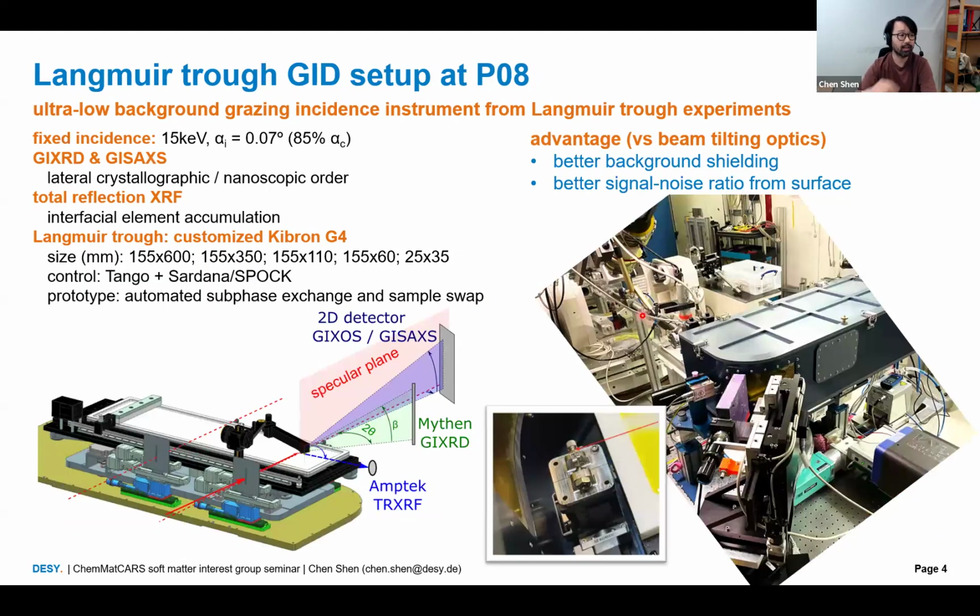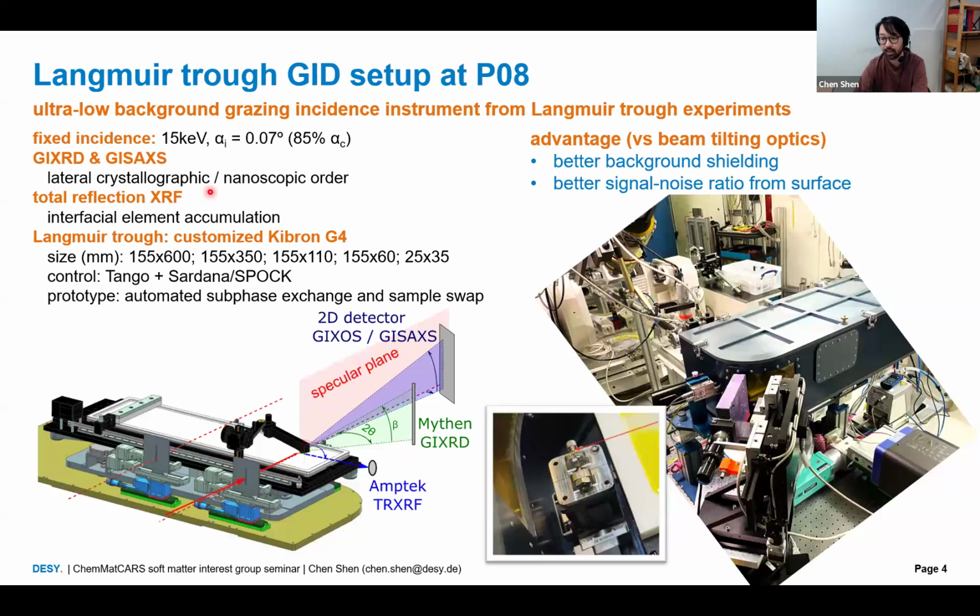This Langmuir trough GID setup, as its name suggests, only uses a fixed incidence. We fix the energy to 15 keV, and it operates at 85% of the critical angle, which is 0.07 degree with respect to the horizon. And then it does only the grazing incidence scattering experiments, so wide angle and small angle scattering, and also X-ray fluorescence measurement under the total reflection condition to look into the accumulation of elements at the interface.